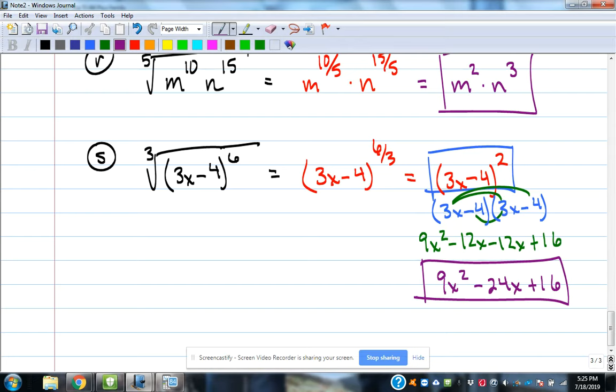So it looked like it was going to be difficult. Turns out it works out real nice. So anytime they throw you one that looks like it's just going to be outrageous in this particular section, it's usually not. If you'll go through exponent rules, it's probably going to work out real nice for you.